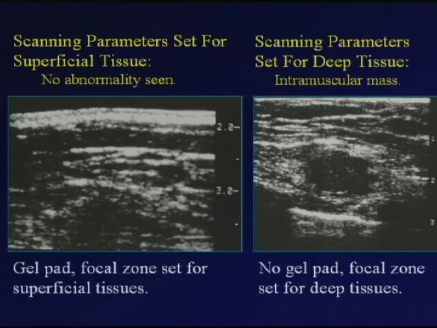When we went to ultrasound, because the tissue was so thin and up high in the breast, we put a gel pad on the skin, expecting it to be a fairly superficial lesion, but we saw nothing. Then we removed the gel pad and set our focal zone for deeper tissue, and what we found was an irregular hypoechoic mass, which turned out to be within the pectoralis muscle itself, and this was a metastatic lesion from rectal carcinoma.